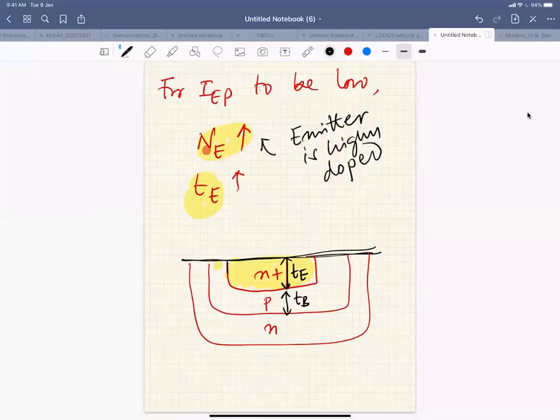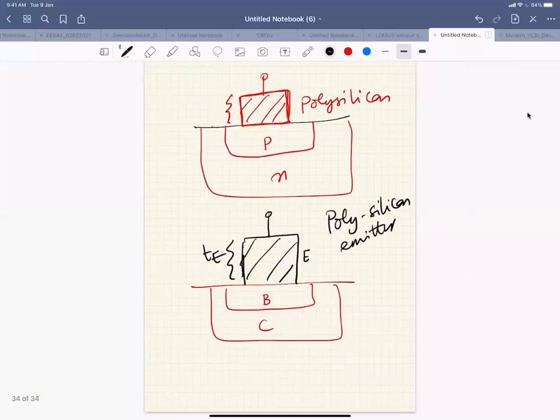Okay, so this is about IEP. Any questions here? Okay, so this is about IEP.